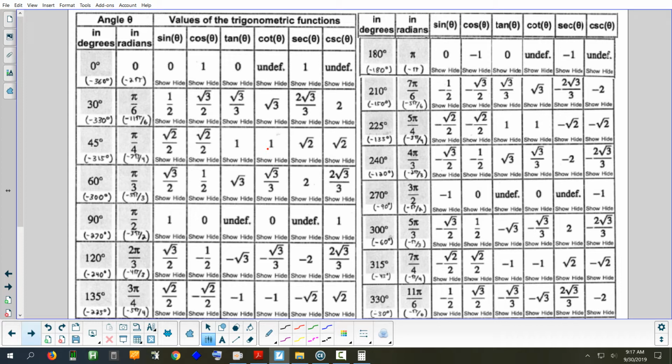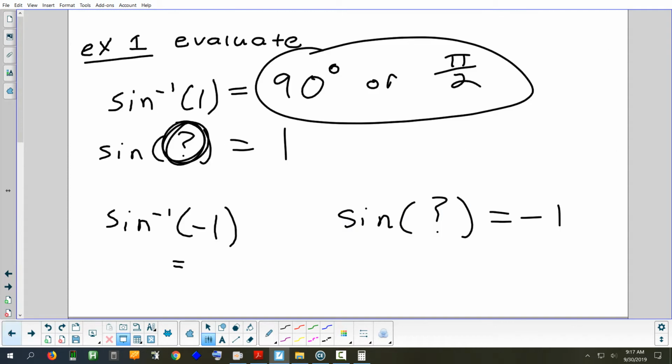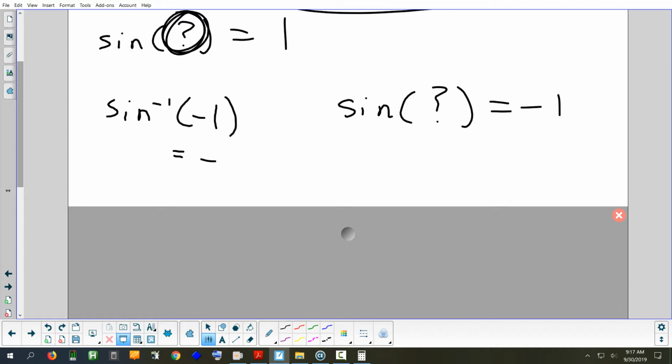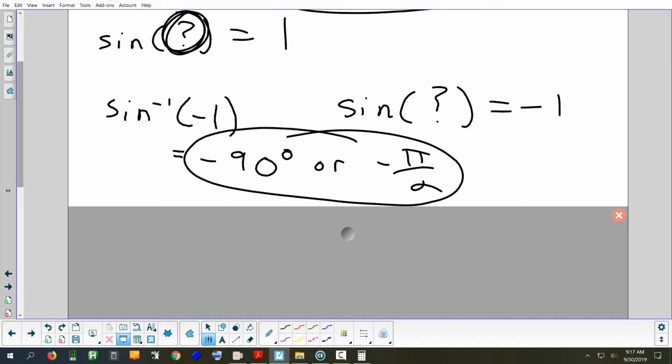Negative 90. Let's take a look. Sine. Go down to negative 1. Okay, I'm in this row. I see 2 answers, 270 and negative 90. Which one are we going to go with? The one that's between negative 90 and 90. Yep, that's correct. So negative 90. Or what if they wanted it in radians? Negative pi over 2. On the test and in the homework, it's going to be one or the other. Just read the directions.